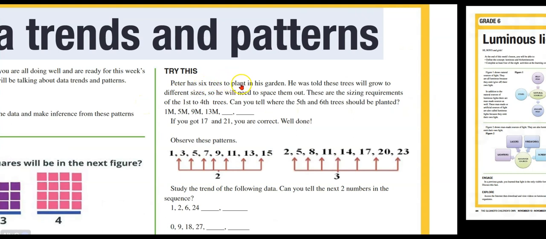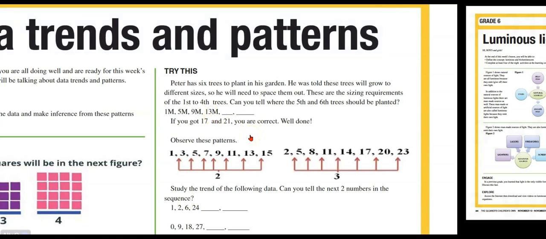Peter has 6 trees to plant in his garden. He was told these trees will grow to different sizes, so he will need to space them out. These are the sizing requirements of the first to fourth tree. Can you tell where the 5th and 6th trees should be planted? Tree number 1, 1 meter. Tree number 2, 5. Tree number 3, 9 meters. Tree number 4, 13 meters. And we have 2 more.